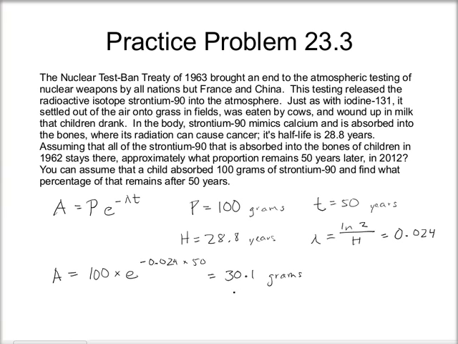And I wanted to find out what percentage is left after 50 years. So I need to figure out what percentage that is. So 30.1 divided by 100 times 100 is going to give me the percentage. So that is just 30.1% of the strontium-90 that they absorbed is left 50 years later.